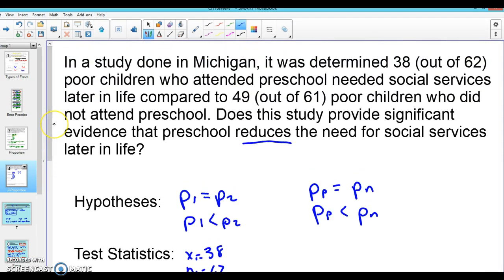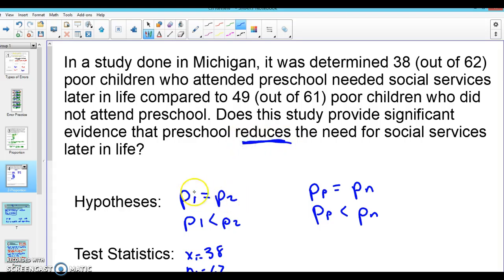So we are looking at, in Michigan, whether a particular preschool program helps kids not need social services later in life. So we have 38 kids out of 62 who attended preschool needed social services later versus 41 out of 61 who did not attend preschool. So we're looking for whether it's going to reduce the need for social services.